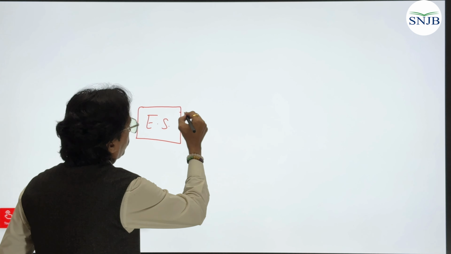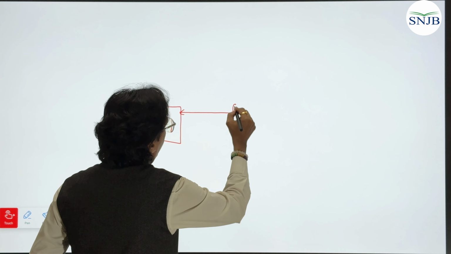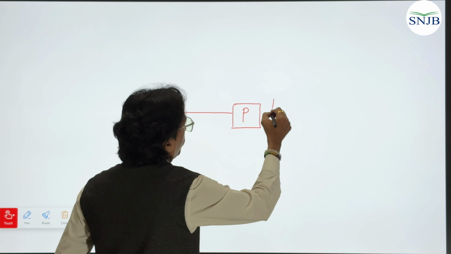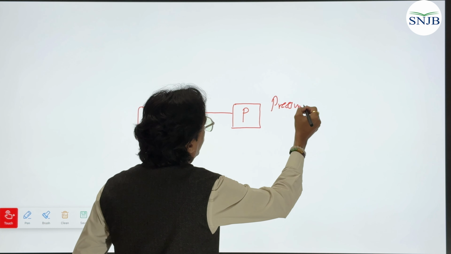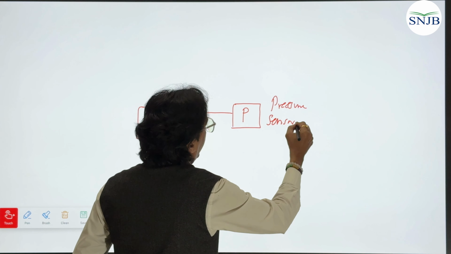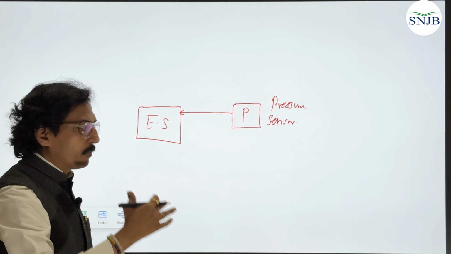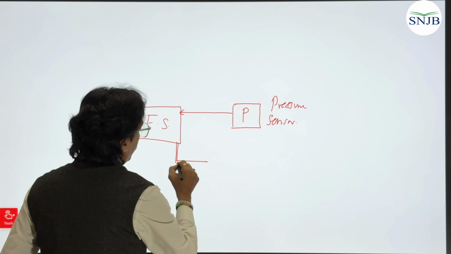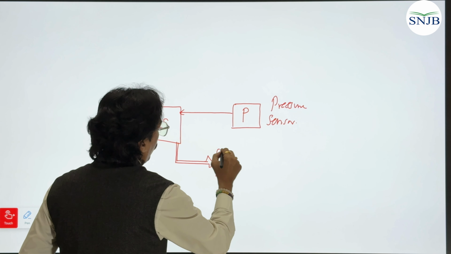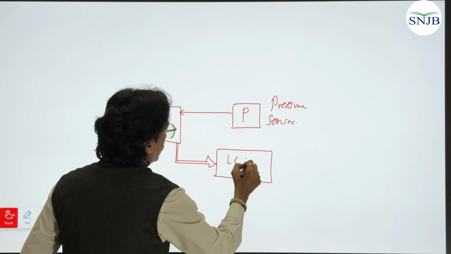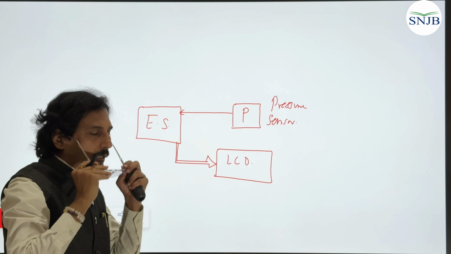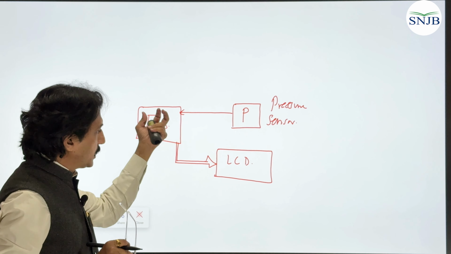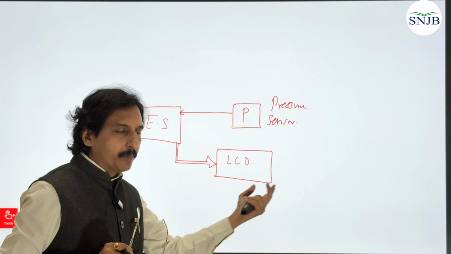And this embedded system is receiving data from one sensor. For example, a pressure sensor is connected over here, and it is measuring a pressure, and at the same time that pressure is going to be displayed on the LCD. This is the scenario. This sensor is connected to the input of the embedded system, and the LCD is connected to the output of the embedded system.